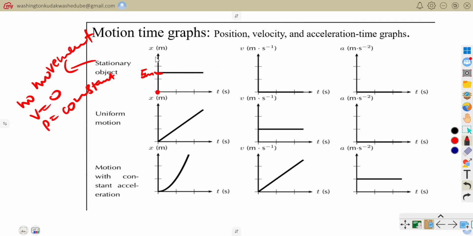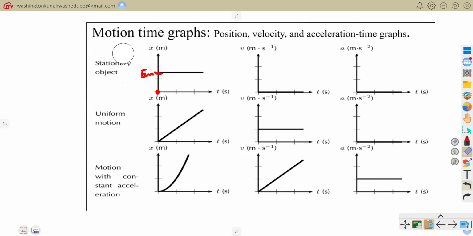So he is stationary. His velocity is equal to 0. So the position time graph would be a horizontal constant line. But the velocity time graph would be a horizontal 0 line because the velocity there is 0, as well as the acceleration.